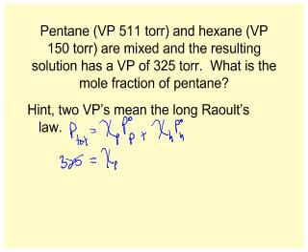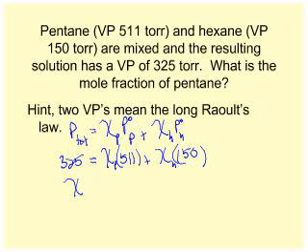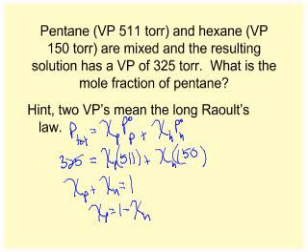So that means I have mole fraction of pentane. P naught of pentane is 511. Plus mole fraction of hexane. Vapor pressure of hexane is 150. You have two variables, so you're mad at yourself. The other thing you do know is that mole fractions are fractions, and the mole fraction of pentane plus the mole fraction of hexane has to equal 1. So that means the mole fraction of pentane equals 1 minus the mole fraction of hexane. So here's how I will substitute it.